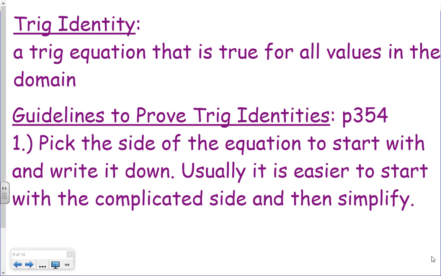Usually, as it says here, it's easier to start with the complicated side and then simplify. And you might think that sounds a little bit backwards at first, but it usually is easier to start with something more complex and then go through a process to simplify that down versus starting with something in a really simplified form and then trying to make it more complicated to get the other side. So that's why we start with the more complex side.